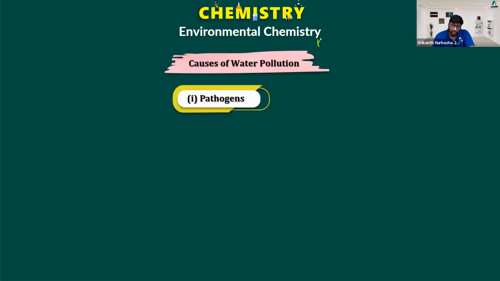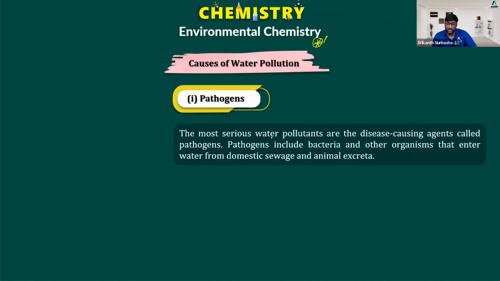Causes of water pollution. First one is pathogens. The most serious water pollutants are disease-causing agents. This is a commonly understandable statement. If unknowingly we drink the water thinking it is pure water, and that water contains some bacteria or virus, then obviously they are going to enter the body, and because of that, we are going to be affected.